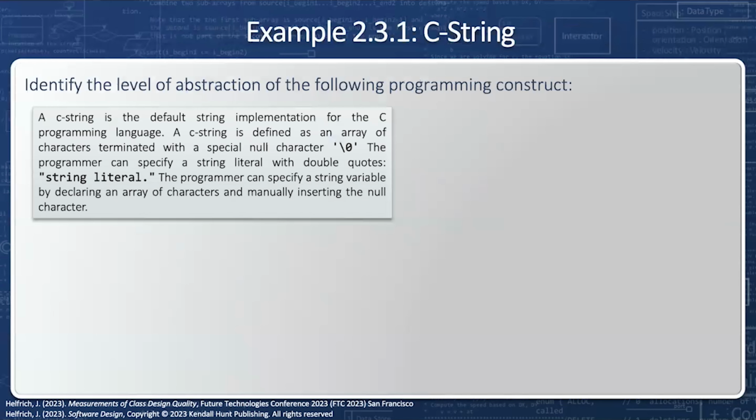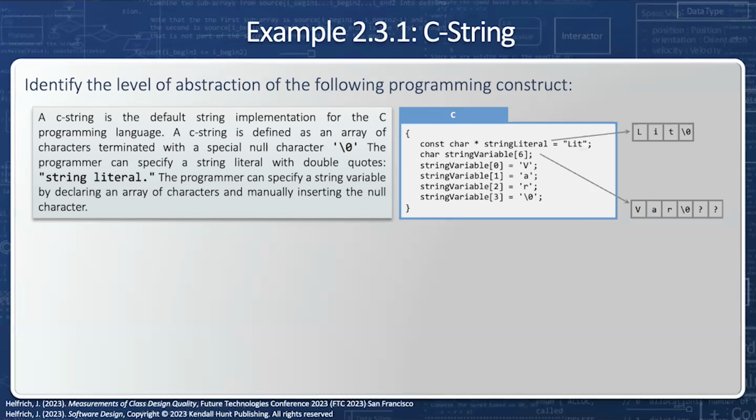In our first example, we have the C strings. A C string is the default string implementation for the C programming language. A C string is defined as an array of characters terminated by a null character. The programmer can specify the string literal with double quotes, and the programmer can specify a string variable by declaring an array of characters and manipulating and inserting the null character. For an example, I have a string literal called const char star string literal, and then I have an array of 6 characters, of which VAR are the first 3 letters, and I have the null character.